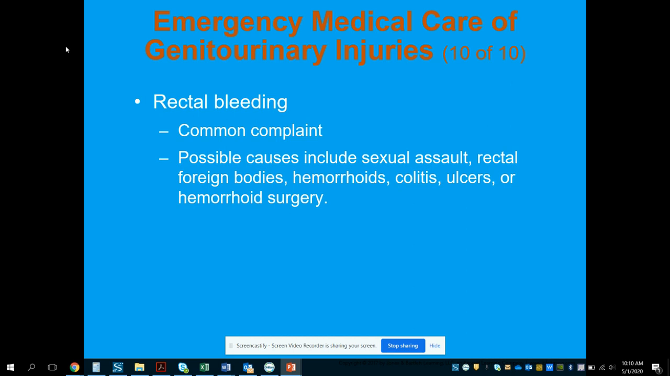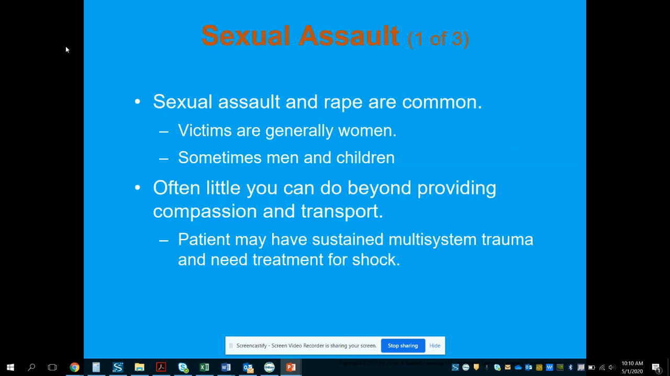Rectal bleeding could be caused by sexual assault, rectal foreign bodies, hemorrhoids, colitis, ulcers, or hemorrhoid surgery. So you're just trying to look at the potential cause. This is rarely life-threatening, so we do want to ask those questions: how long has this been going on? Is it coming from a nature of illness, or is it coming from a traumatic incident? And then asking those appropriate questions for that.